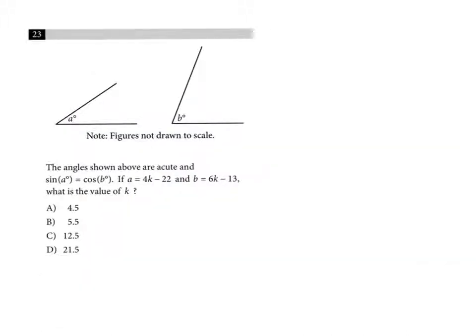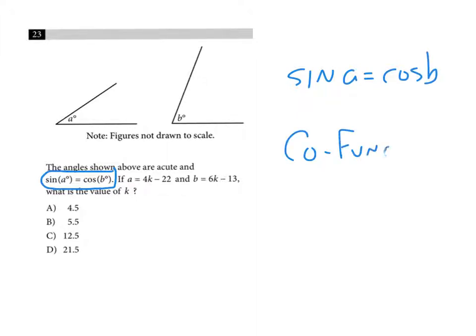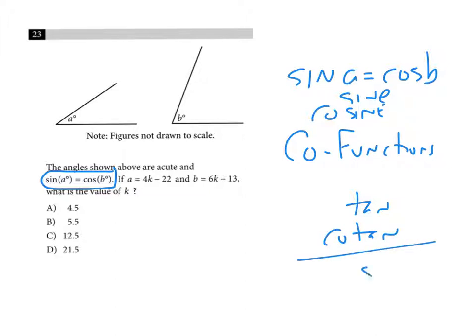Problem 23, they give you these two angles that are acute, and they tell you the sine of angle A equals the cosine of angle B. Now, why is that important? Well, sine and cosine are what we call cofunctions, just like tangent and cotangent, and secant and cosecant. Those are groups of cofunctions.